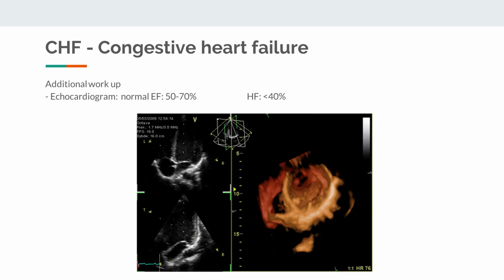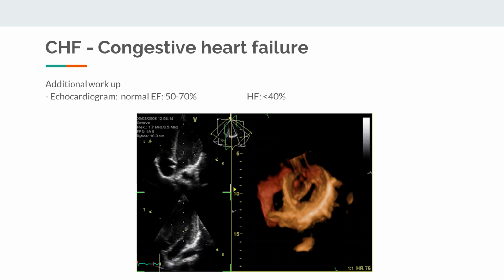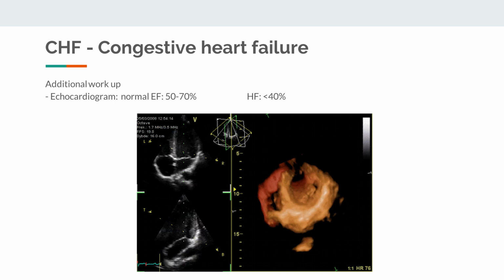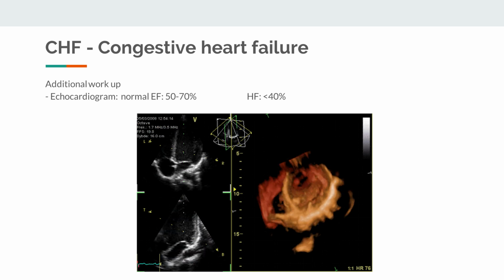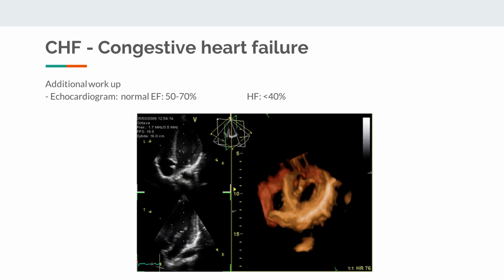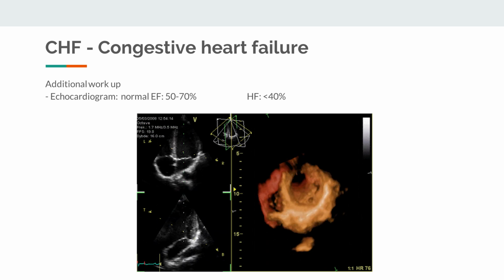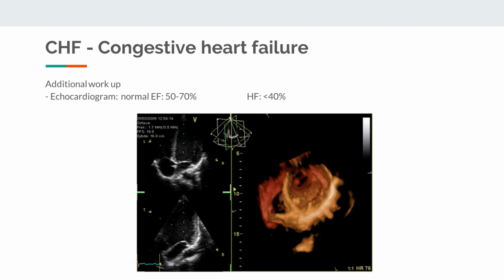Using the echo, we can measure the patient's EF, or ejection fraction, which is a percentage of how much blood the left ventricle pumps out with each contraction. 50 to 70% EF is considered normal, and an EF below 40% is considered to be heart failure.